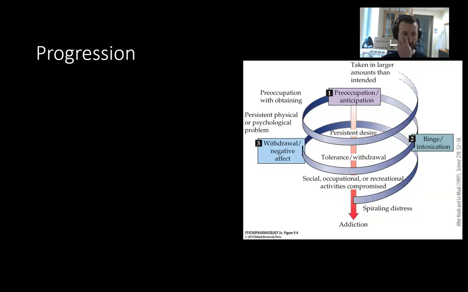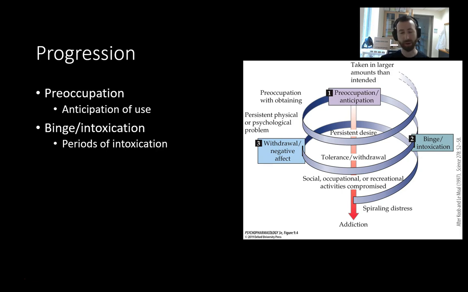So let's talk through the progression of developing a substance use disorder. This is normally conceptualized in terms of 3 stages. There's the preoccupation anticipation stage, binge intoxication, and withdrawal and negative affect. So first off is preoccupation. After your initial use and you're going back to use again, you have this sort of preoccupation or obsession with obtaining more of the drug. It occupies a lot of mental real estate. You're just thinking about obtaining and using the drug again.